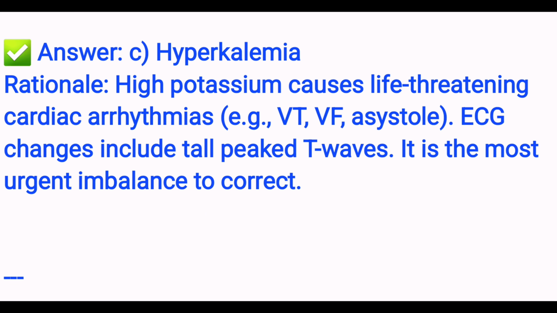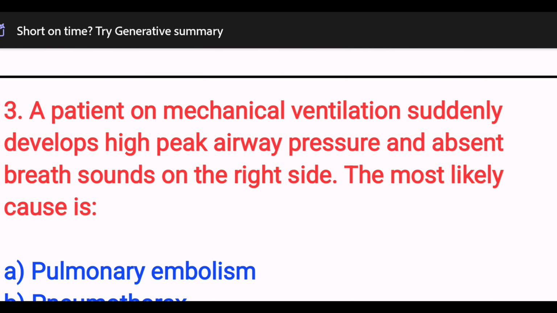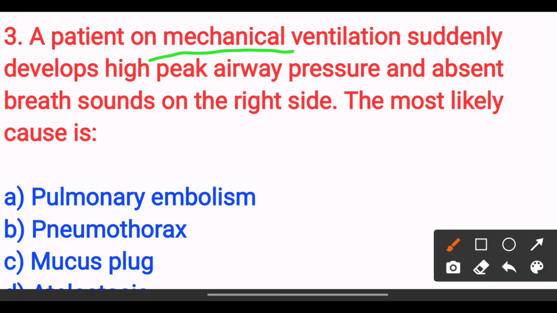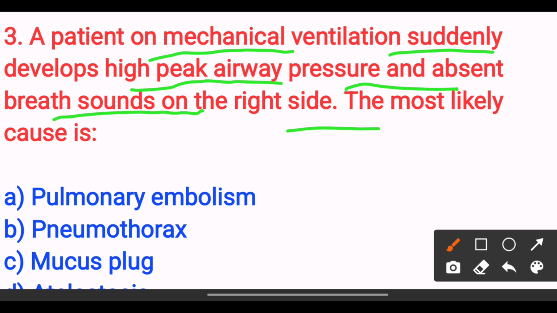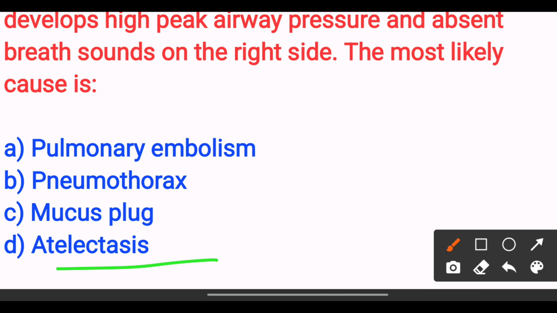Next, a patient on mechanical ventilation suddenly develops high peak airway pressure and absent breath sounds on the right side. The most likely cause is: option A, pulmonary embolism; option B, pneumothorax; option C, mucus plug; option D, atelectasis. The answer is option B.